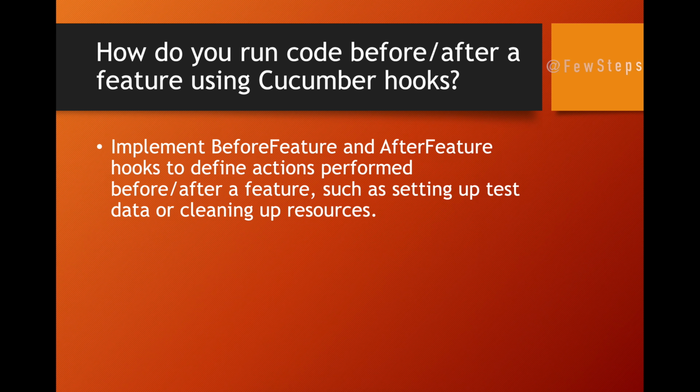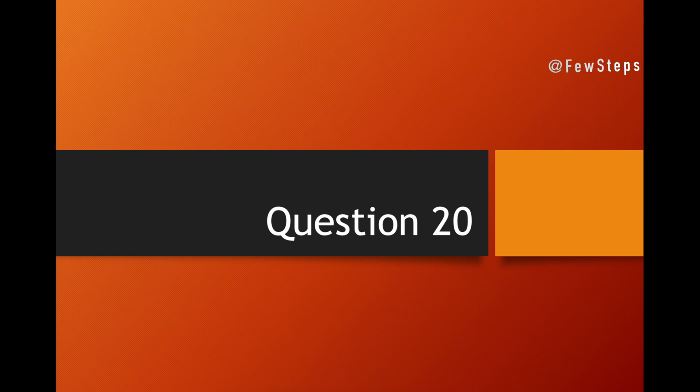Question 19. How do you run code before and after a feature using Cucumber hooks? Implement before feature and after feature hooks to define actions performed before and after a feature, such as setting up test data or cleaning up resources.